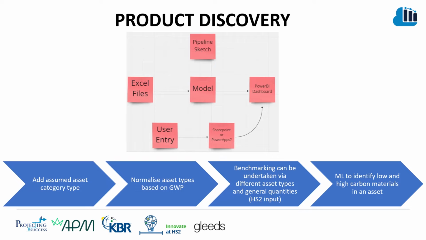As part of the product discovery, we used the Miro software. In understanding the data that was provided by HS2, we also looked at the customer need, the vision, the customer persona, their values, and the creating features. Included in this, we also created a process flow which looked at the assumptions we need to make, the normalisation based on the greenhouse warming potential, the benchmarking that needed to take place and the input required from HS2, and the machine learning needed to identify low and high carbon materials.